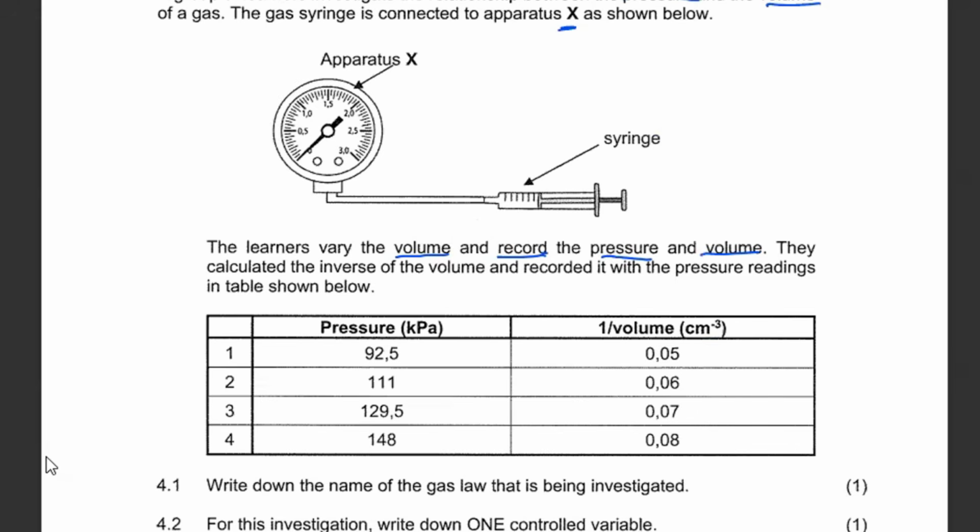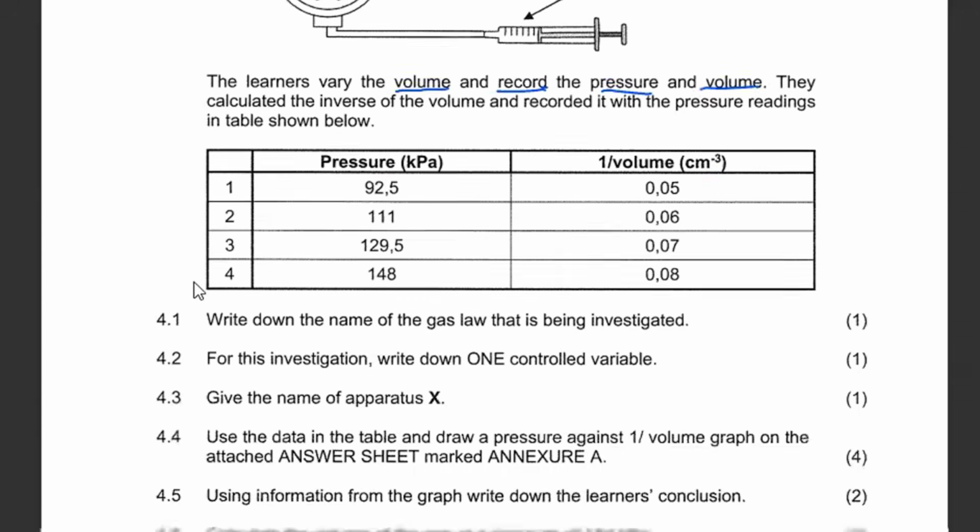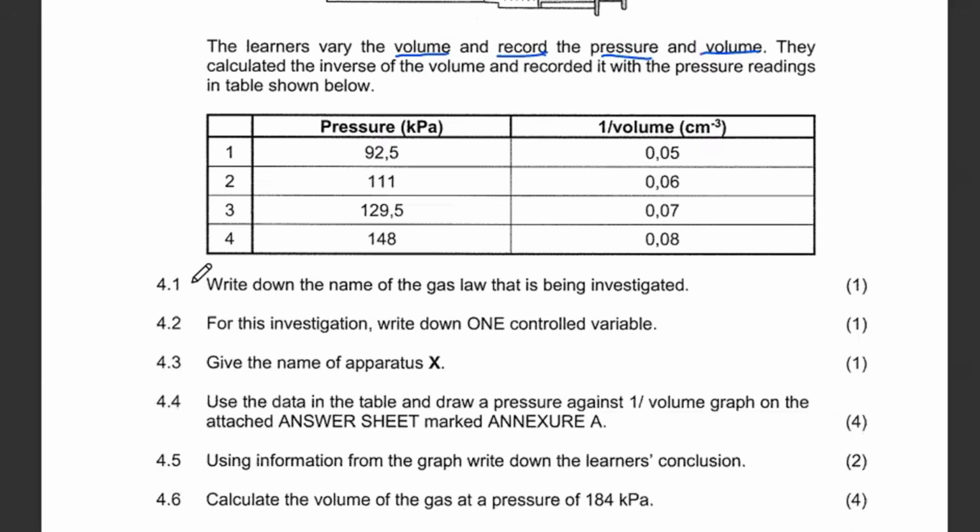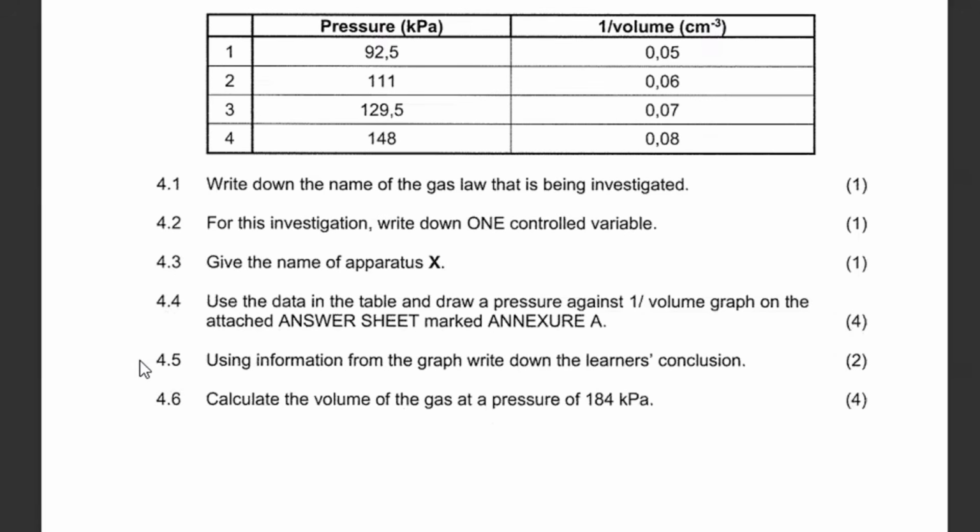They have their pressure in kilopascals. Then the next one is the inverse of the volume in cubic centimeters. Then here we're going to have the first question until number 4, right? It says, write down the name of the gas law that is being investigated. So it means what we're investigating here is Boyle's law.